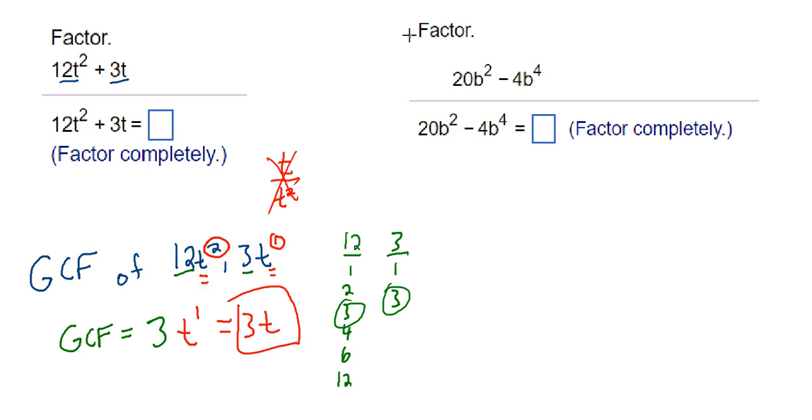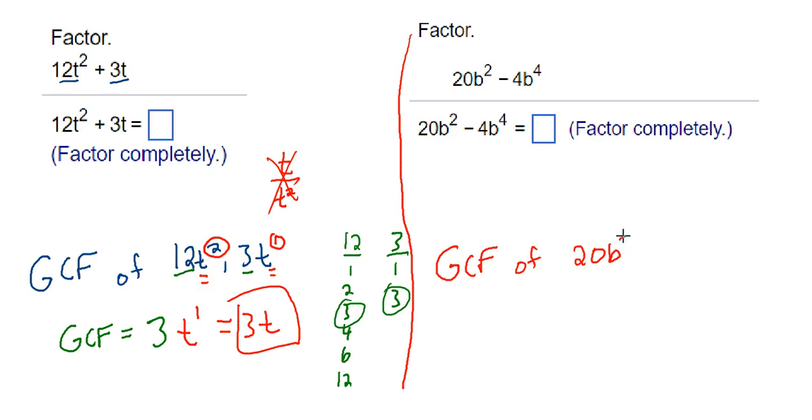All right, let's try to find the greatest common factor of this one over here. We have the GCF of 20b squared. I don't want to put the minus sign there. I don't know why I did that. And 4b to the fourth power. So we'll start with the numbers first. We're going to find the GCF of 20 and 4. So this one's kind of similar to this one over here. What's the largest number that divides into both 20 and 4?